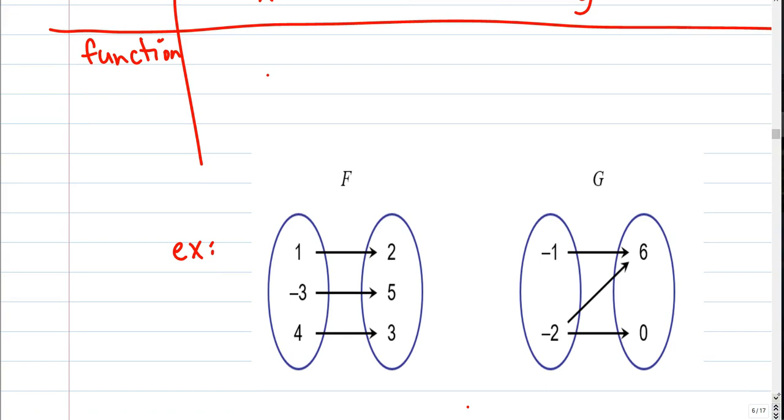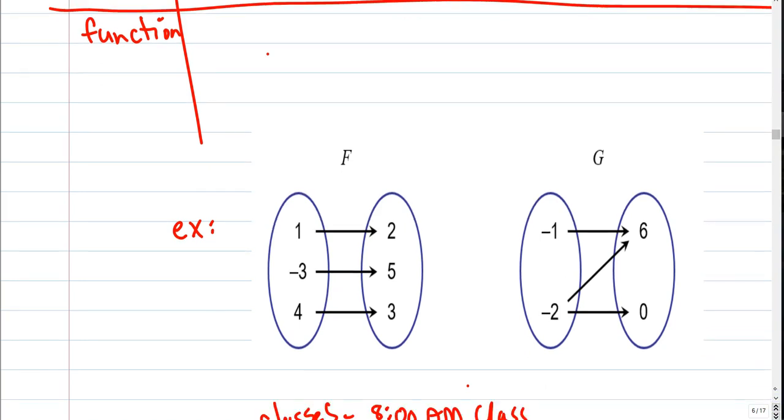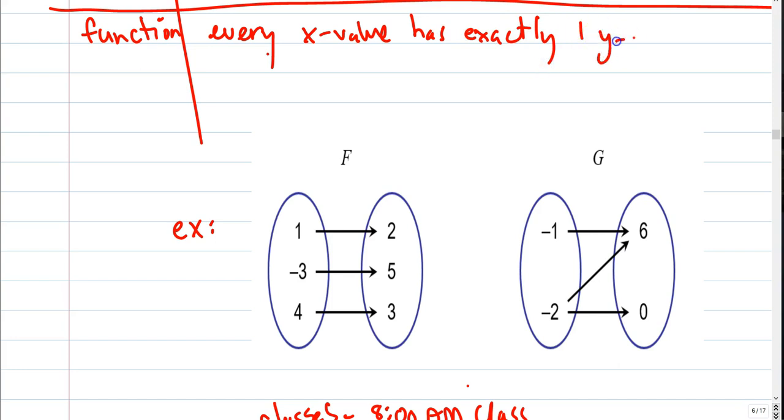Here is a function. Well, maybe. What is the definition of a function? Every x value maps to exactly one y value. Every x goes to exactly one y value. That would be a function. Okay? Now, don't get confused. I can have two different x values that map to the same y value, as long as it's one y value.